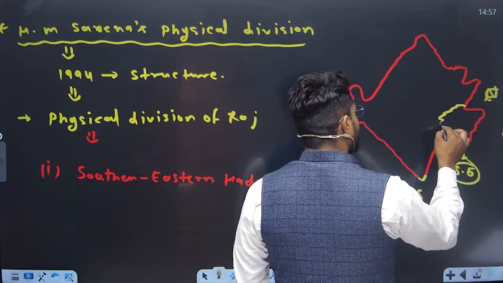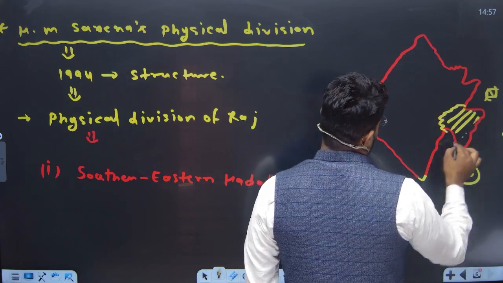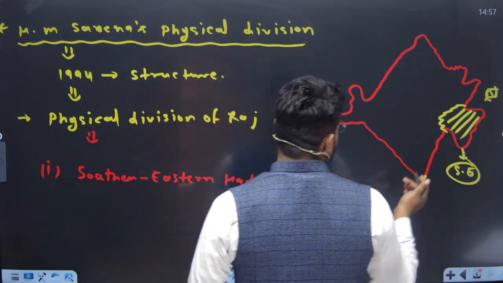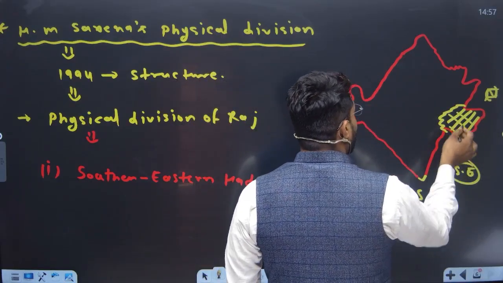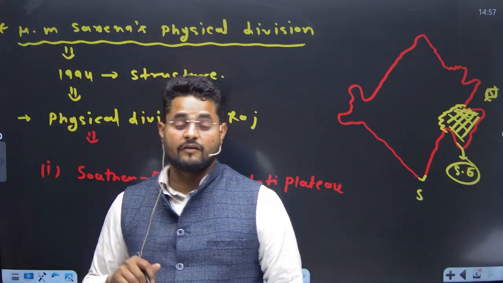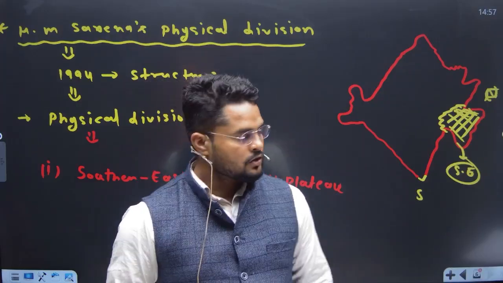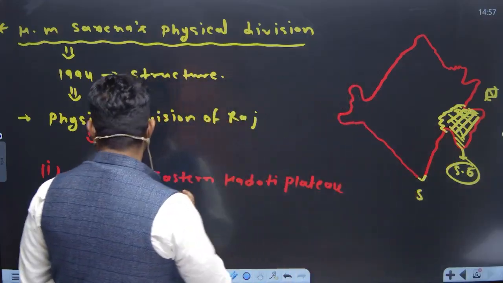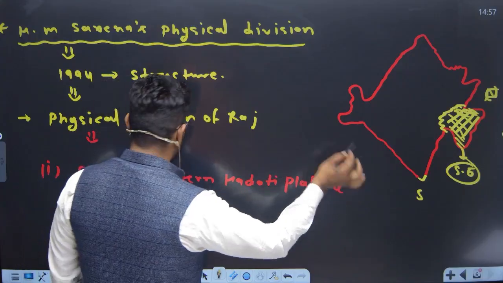This part is known as Hadoti because Hada kings ruled here. All this part is formed from basaltic lava of volcanic eruption, so it is all plateau. So its name is Southeastern Hadoti Plateau.